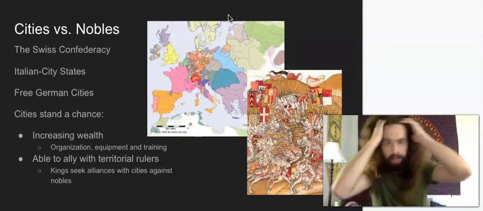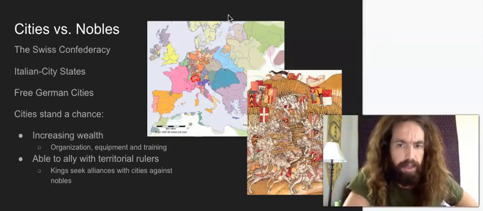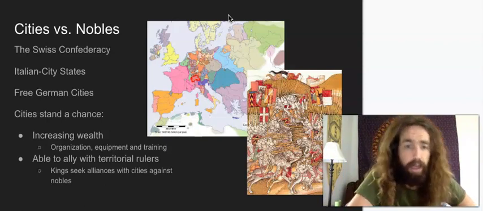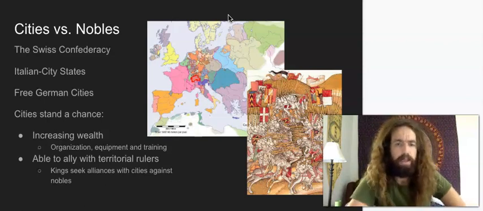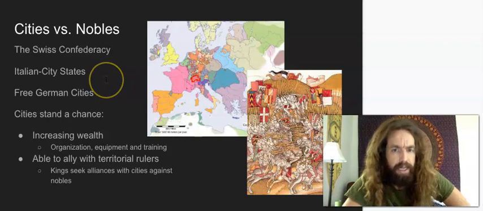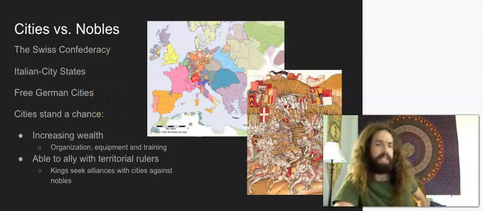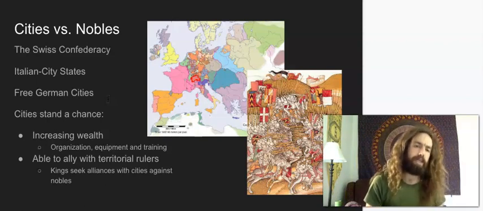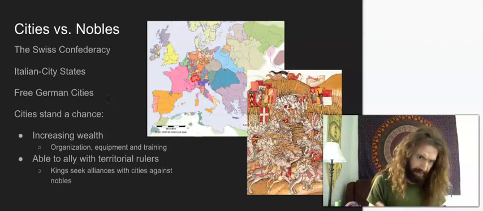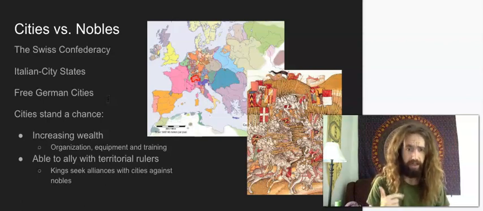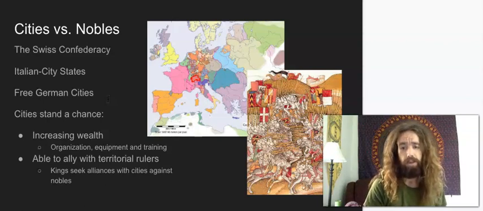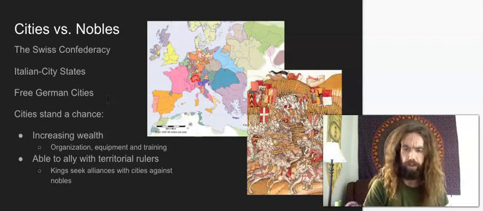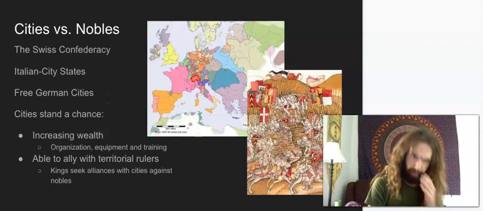So anyway, now, on the other hand, there are a number of very significant revolts of cities against the nobility, and these work. We see this in the Swiss Confederacy. We see this in Italy, and we see this in a number of German cities as well. And the cities, unlike the peasants, stand a chance. First of all, the cities are increasingly wealthy, and this gives them time to train and to organize. And it also gives them the ability to buy first-rate military equipment. And so cities are actually capable of equipping their people with fancy arms and armor.